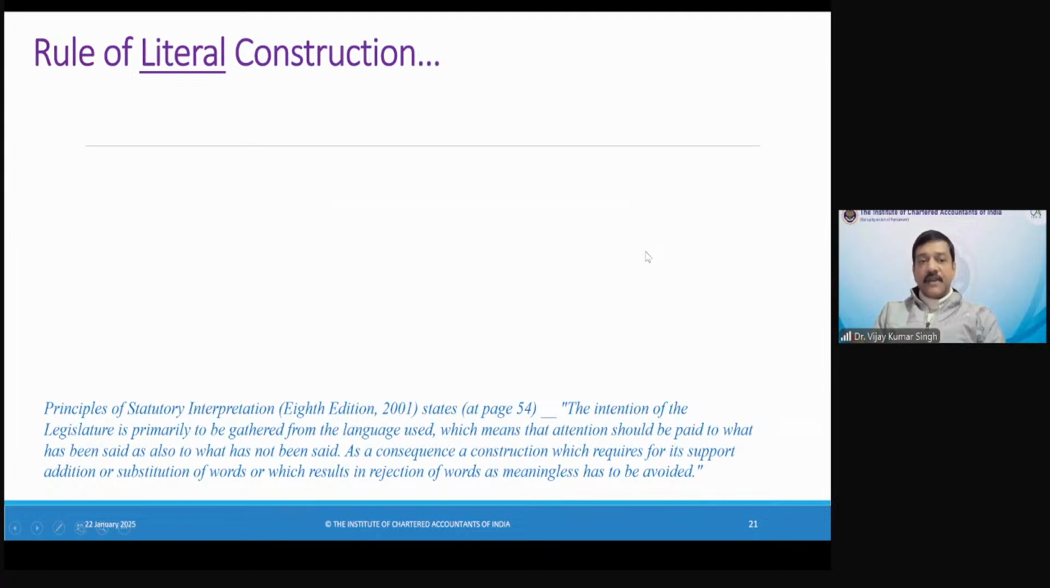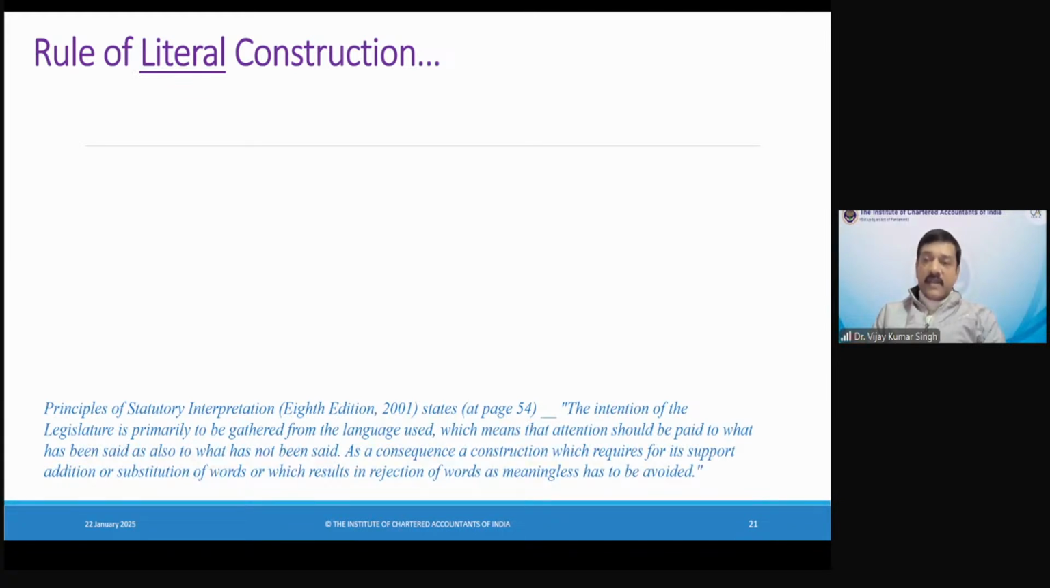So when I talk about rule of literal construction, the principle of statutory interpretation, the book, clearly says the intention of the legislature is primarily to be gathered from the language used, which means that attention should be paid to what has been said as also to what has not been said. As a consequence, a construction which requires for its support addition or substitution of words, or which results in rejection of words as meaningless, has to be avoided.